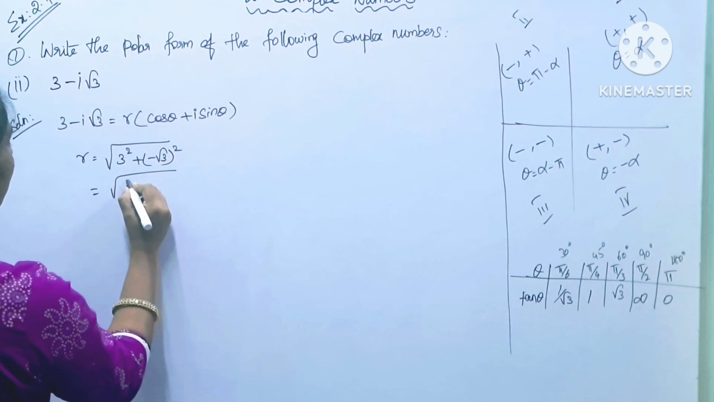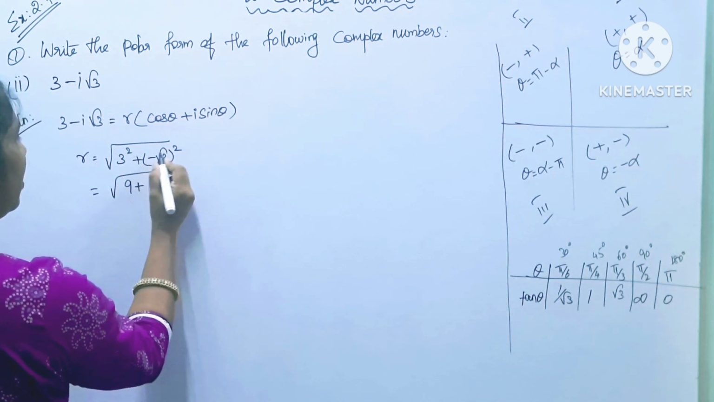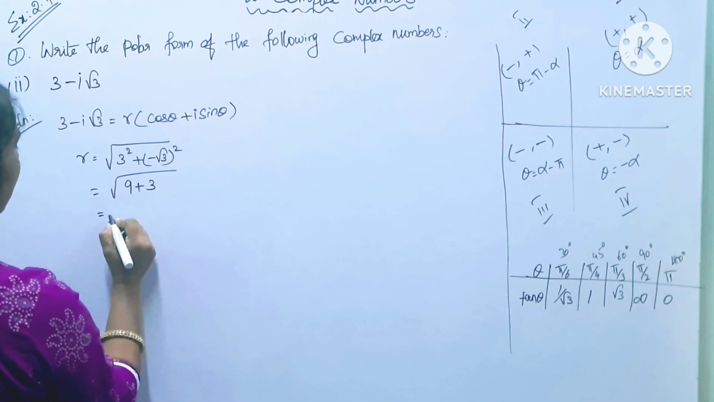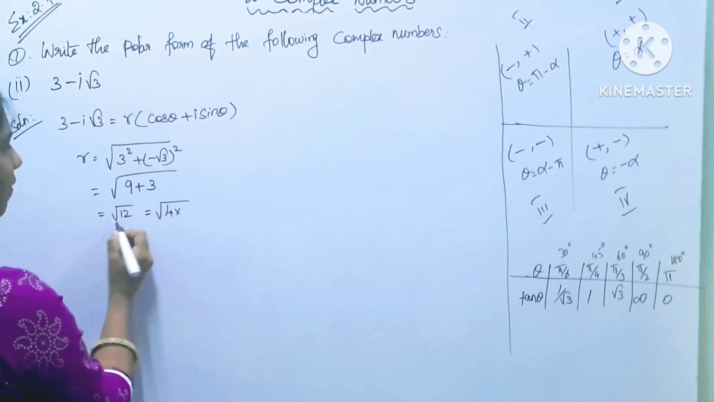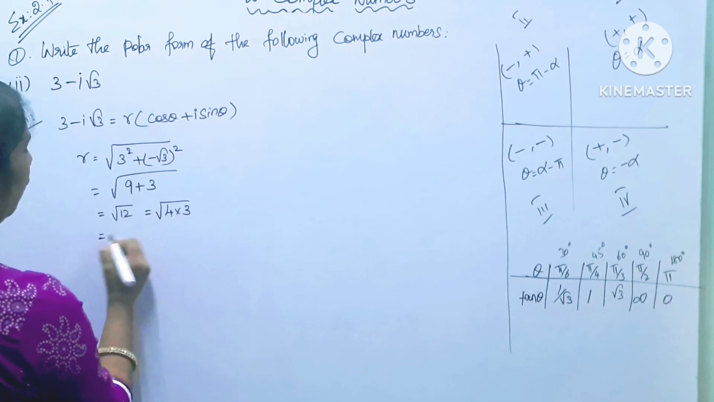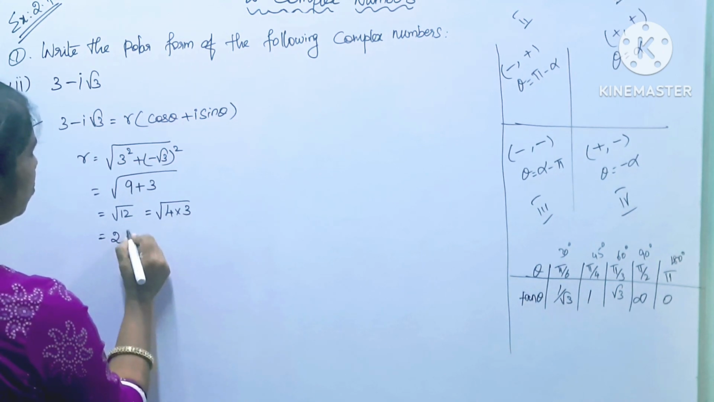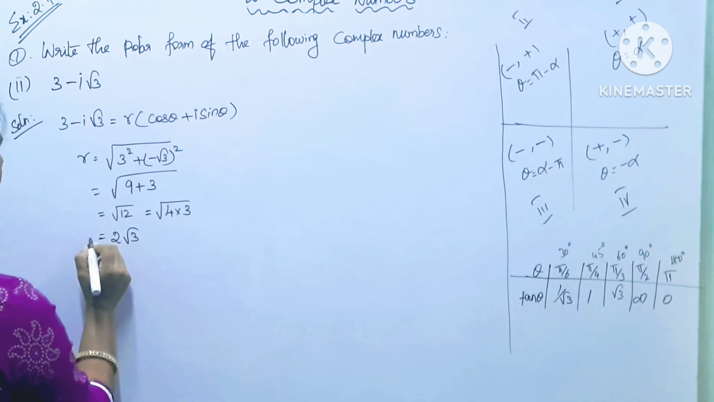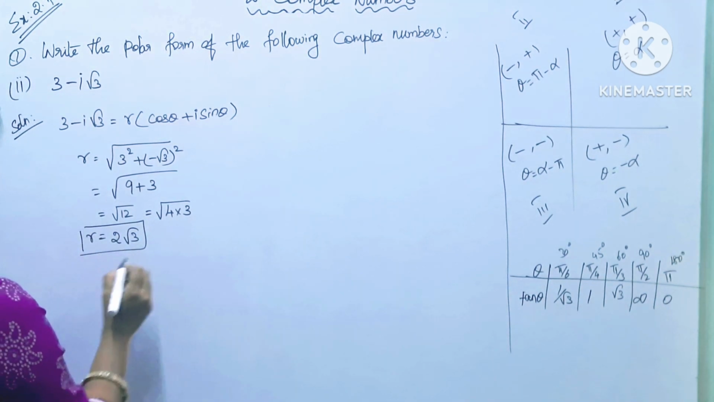So 3 square is 9, minus root 3 whole square, minus becomes plus, root 3 square cancels, only 3 remains. So 9 plus 3 is 12. 12 we can write as 4 into 3. 4 can be taken out of the root as 2, but 3 cannot be taken out of the root, so that will be as such. So 2 root 3 is nothing but the value of root 12. So r is nothing but 2 into root 3.